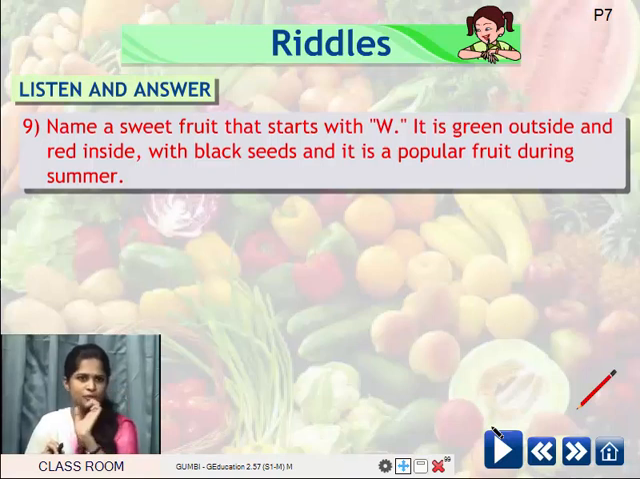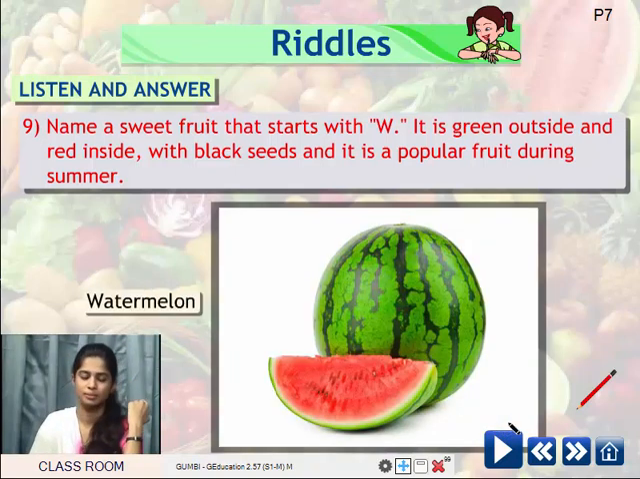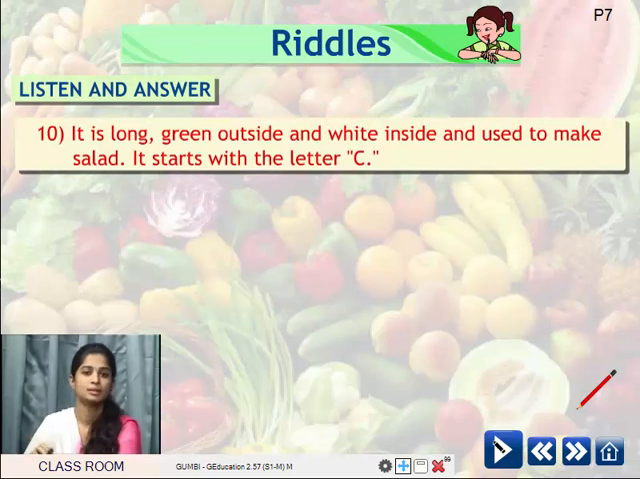My next riddle is, name a sweet fruit that starts with W. It is green outside and red inside with black seeds and it is a popular fruit during summer. I repeat, students, it's a fruit which starts with the letter W. Remember which fruit you use in summer? Yes, it's watermelon.